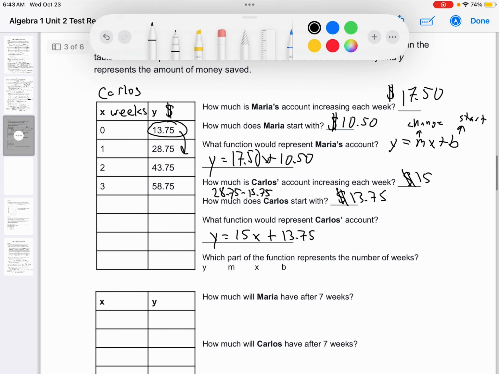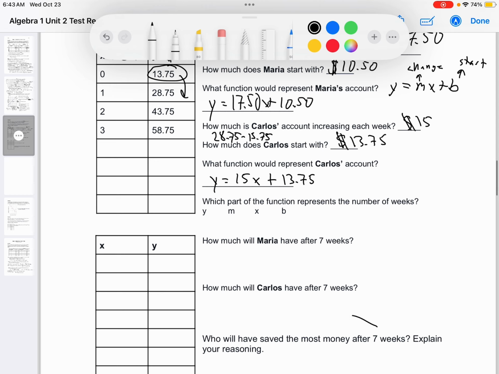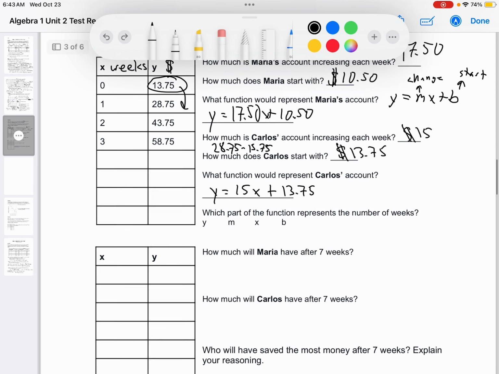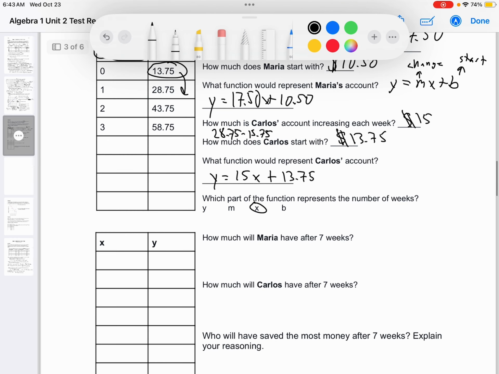Now the question we're trying to find is who will have the most money saved after 7 weeks? Here's our question down here. So we need to know which part of this function represents the number of weeks. Well, the problem actually already tells us that. X is the number of weeks. So what we can do with that information is substitute in 7 for X into these functions.